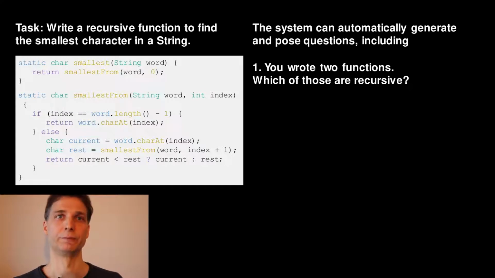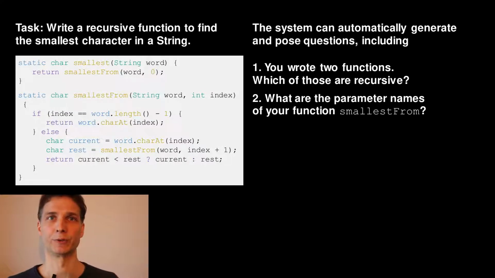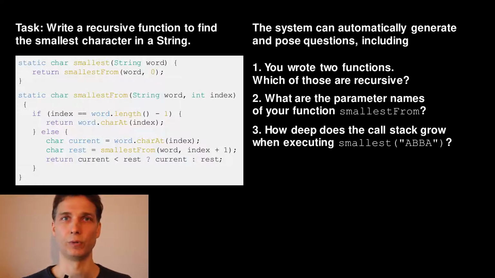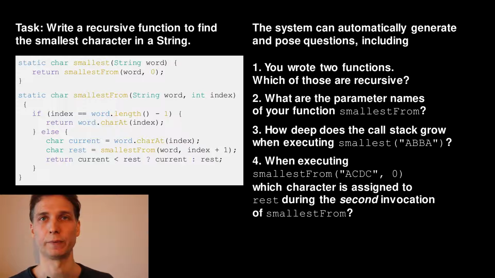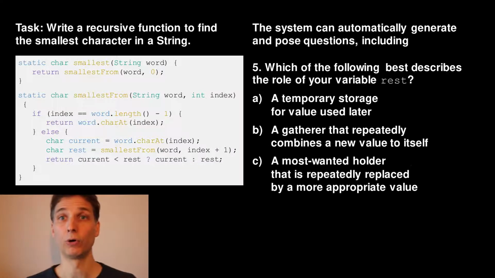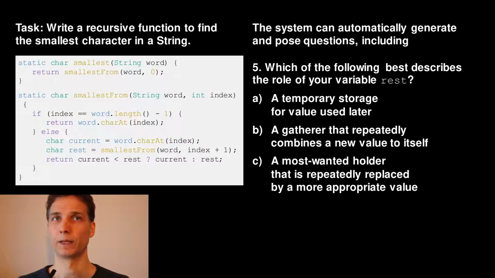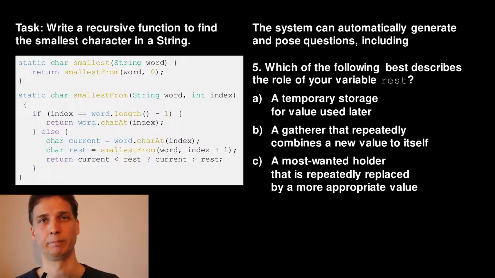Which of those are recursive? What are the parameter names of your function smallestFrom? How deep does the call stack grow when executing smallestFrom? When executing smallestFrom("ACDC", 0), which character is assigned to rest during the second invocation of smallestFrom? Or which of the following best describes the role of your variable rest? A, a temporary storage for value used later, B, a gatherer that repeatedly combines a new value to itself, C, a most wanted holder that is repeatedly replaced by a more appropriate value.